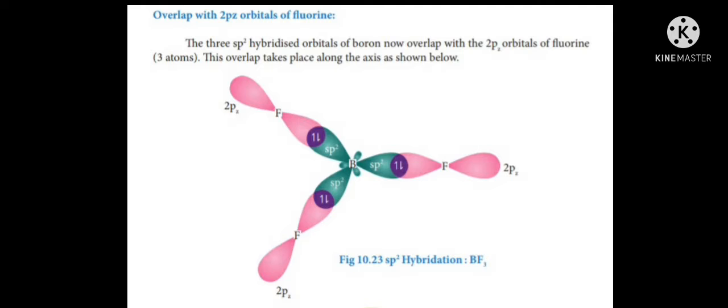Here, at an angle of 120 degrees, the three sp2 hybridized orbitals are placed. Now, these three sp2 hybridized orbitals overlap with 2pz orbital of three fluorine atoms and form three covalent bonds. Here, the sharing of electrons takes place between three sp2 hybridized orbitals of boron atom and 2pz orbital of three fluorine atoms. Hence, three covalent bonds are formed between boron and fluorine. This shows the sp2 hybridization in BF3.